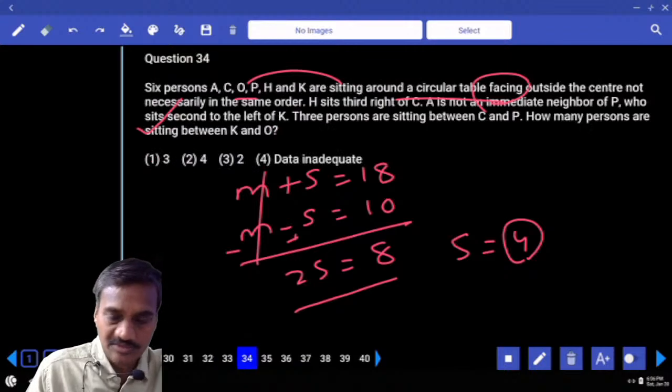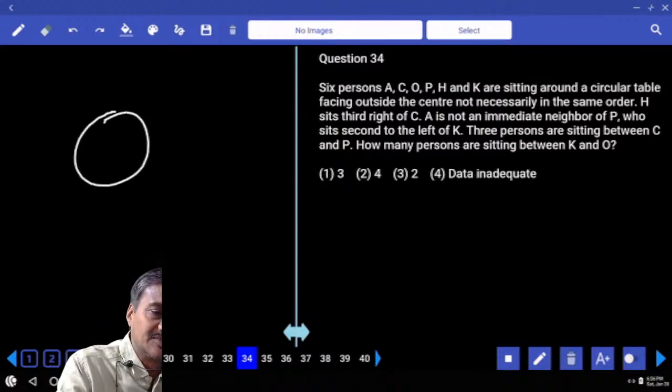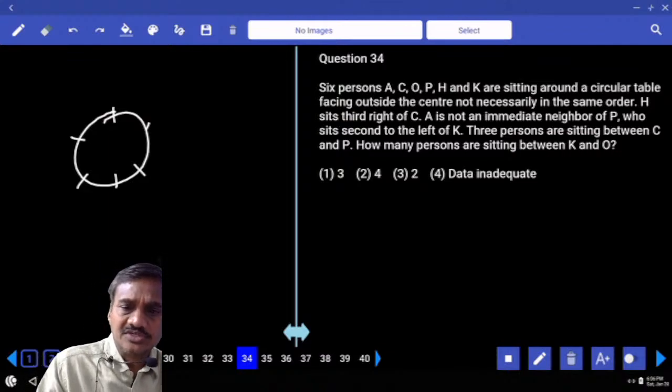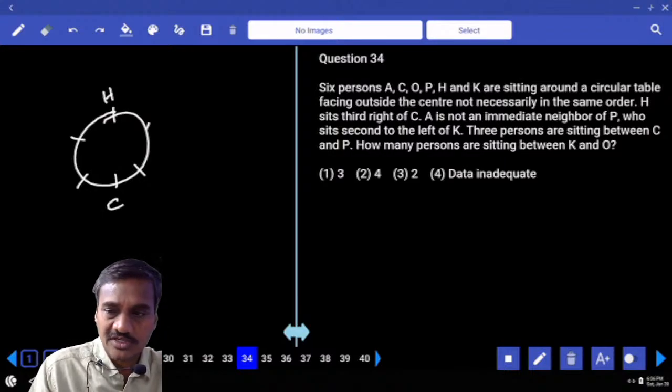Then next one, question number 34. Now in this 34, there are 6 persons. And they are seated around a circular table. 6 persons seated around a circular table. And they are facing outside. H sits to the right of C. C is here, H is here. H is seated to the right of C.